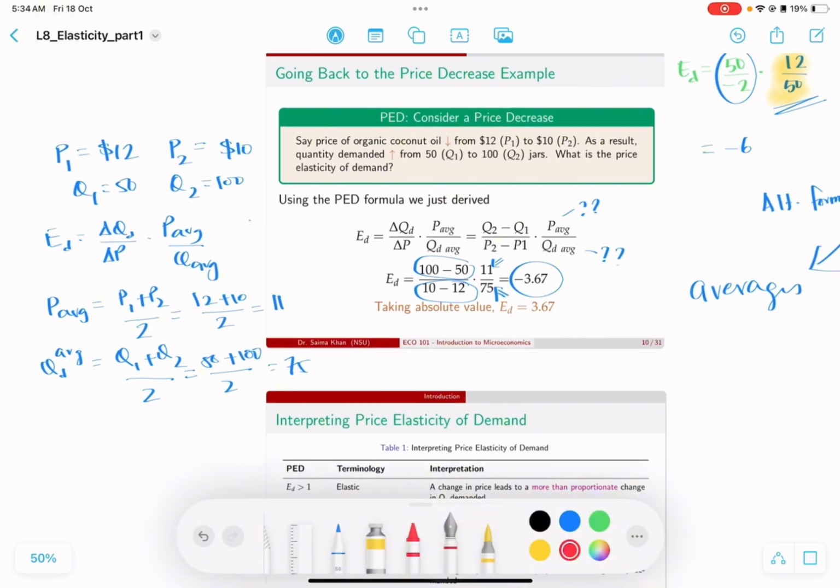Because we're taking averages now, you'll see that whether you deal with a price increase or price decrease, this doesn't vary across those cases. So you're always going to get this value. The measure for elasticity will be the same.